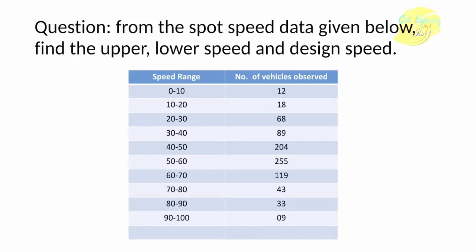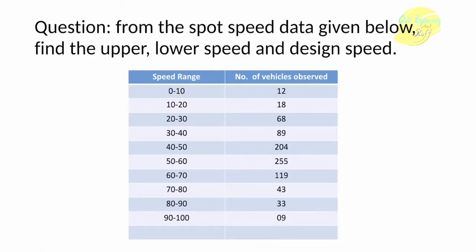Okay, so we have different speed ranges. We have a speed range of 0 to 10 km per hour, and we have 12 vehicles that were traveling at this speed. Likewise, we have 30 to 40 km per hour, and we had 89 vehicles traveling in this speed range. Likewise, we have arranged this data, and we have 90 to 100 km per hour, with 9 vehicles traveling at this speed.